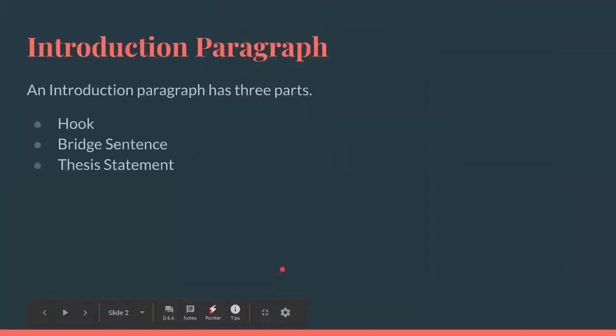So today we're going to focus on introduction paragraphs. So far we've studied body paragraphs, writing topic sentences, and then supporting sentences and supporting details, and then ending the paragraph with a conclusion or concluding sentence. So the body paragraph is not actually the first paragraph, it's the body.